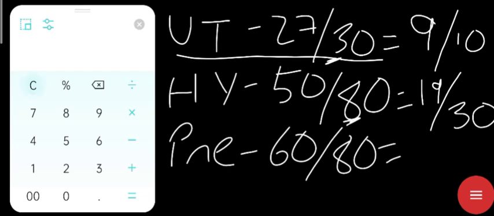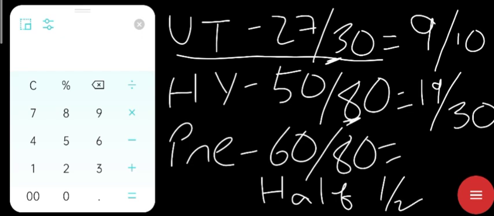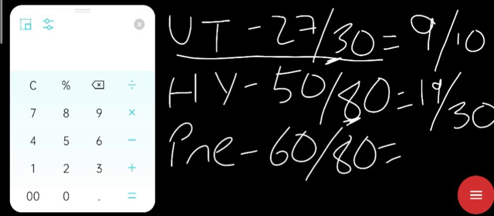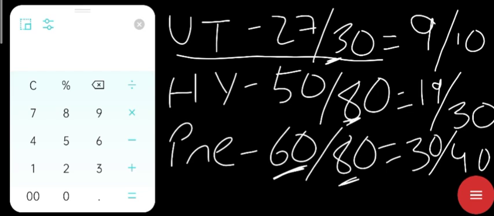Now coming to pre-board, this is actually the easiest, because the pre-board has to be calculated out of 40. So we just need to halve it, because out of 80 it's 60. You can simply make it half, that is 30 out of 40. So pre-board is the easiest calculation if it is conducted out of 80. Mostly it is conducted out of 80. So out of 40, the score of this child, because it is 60, will be simply 30.